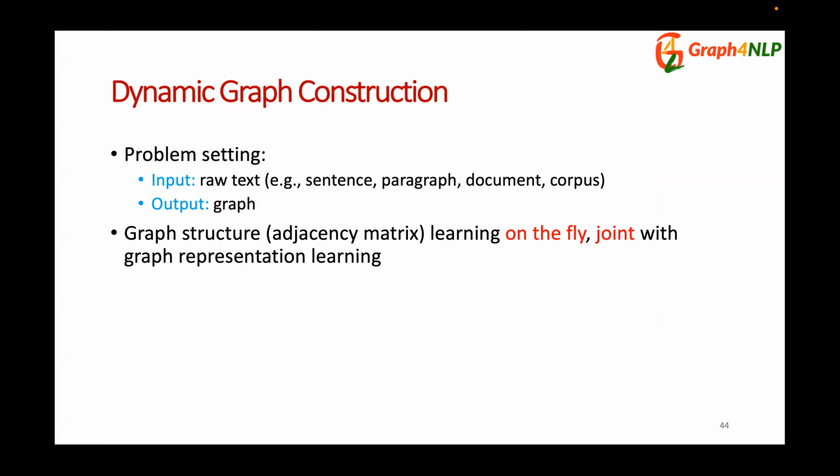Next, we will talk about dynamic graph construction, which shares the same goal as static graph construction. But unlike static graph construction, which is performed during pre-processing, dynamic graph construction operates by jointly learning the graph structure and the graph representations on the fly. The ultimate goal is to learn to optimize the graph structures and the graph representations with respect to certain downstream NLP application tasks. We summarize the typical dynamic graph construction pipeline as follows.